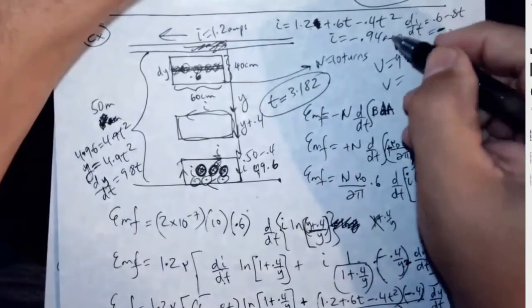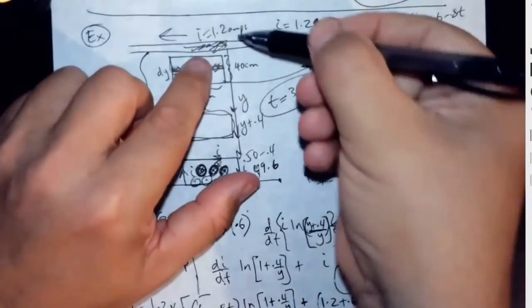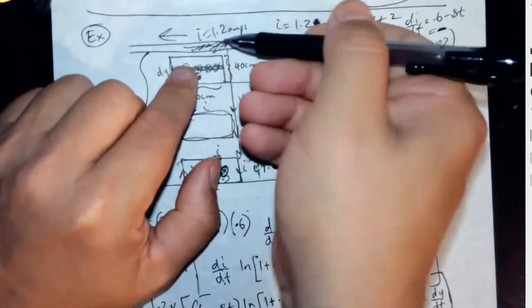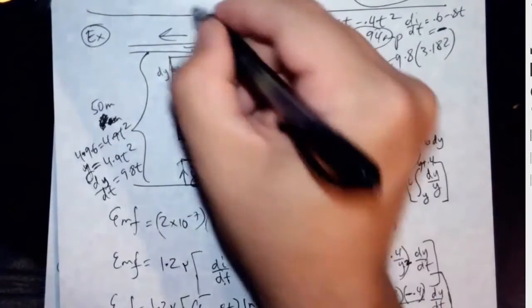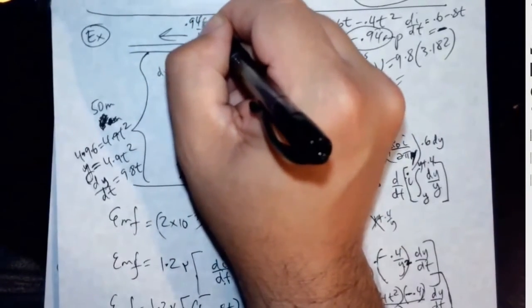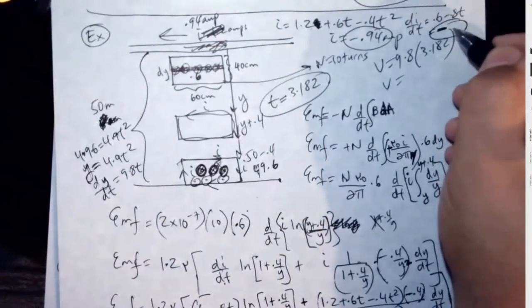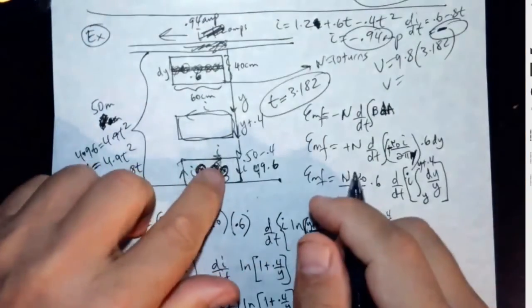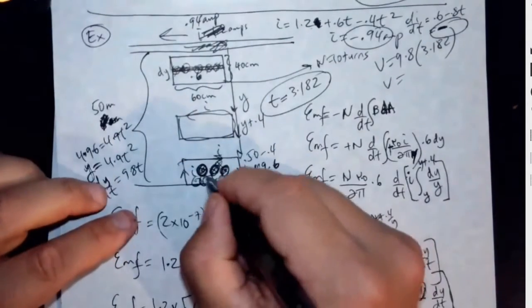So what does it mean if the current is negative? If the current is negative and the rate of change of the current is also negative, that means the current is not only to the left, but it's actually growing. It's getting larger, right? So the current is to the left and its value is 0.94 amps. And the rate of change of the current is also negative, which means the current is getting larger to the left. So what does that mean? The B field that it's producing is getting larger. It's getting out of the board and it's getting larger.